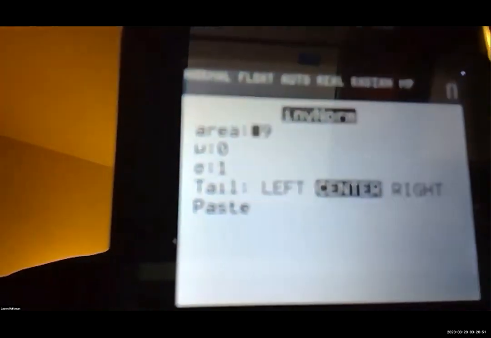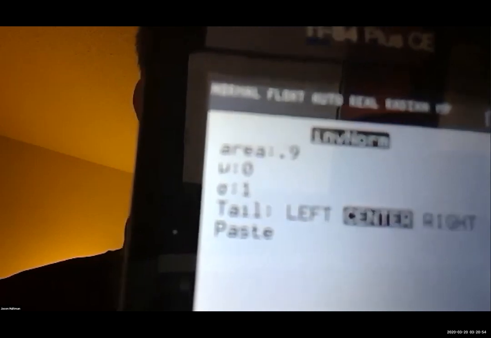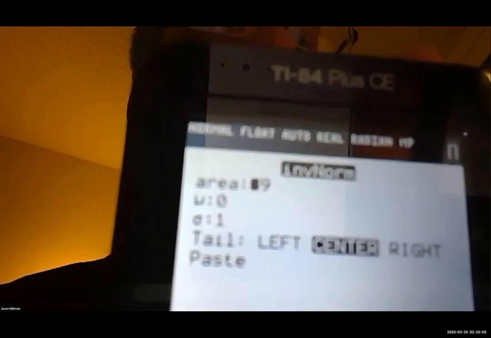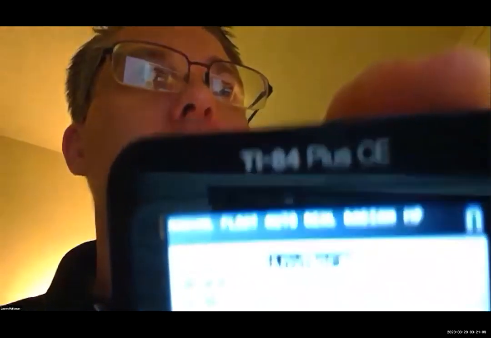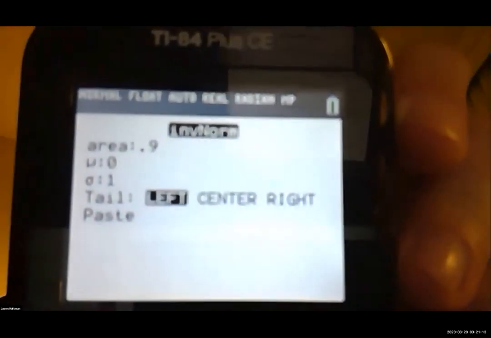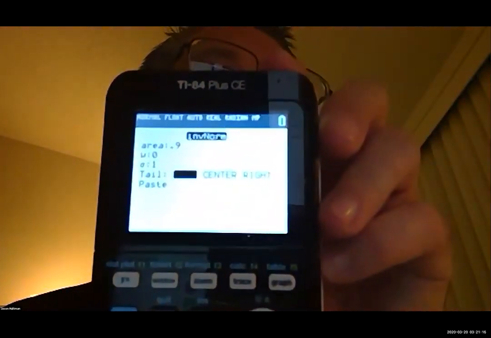Yeah. So when I go to second vars and inverse norm, I get this thing here, and it says left, center, or right. For what I've been doing, it's the left. So I want to click on the area and then hit left for the left tail. That's what I've been doing here, it's for the left. Maybe if I zoom out a little bit.